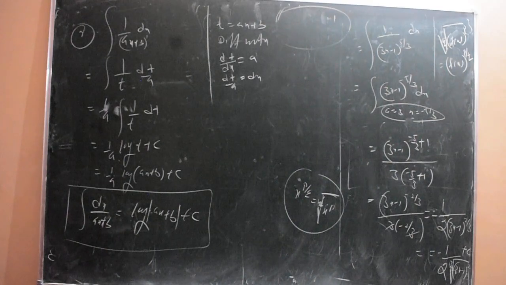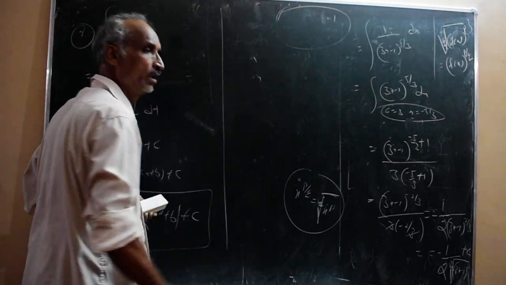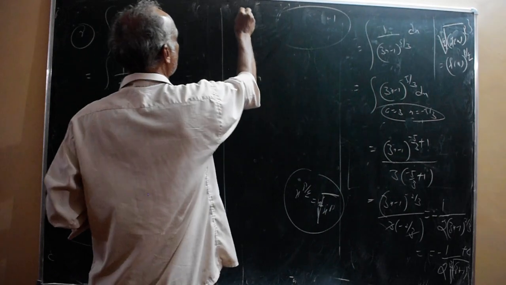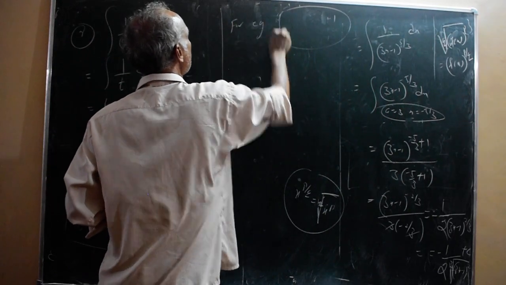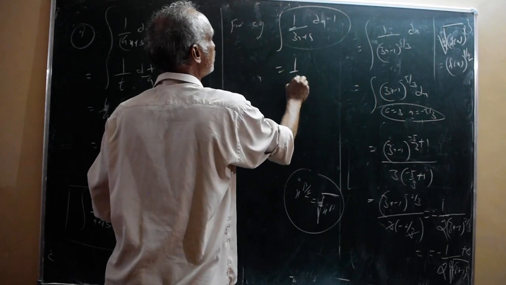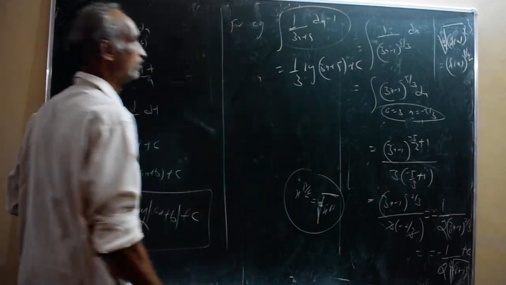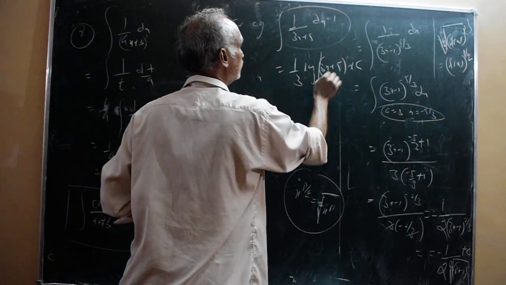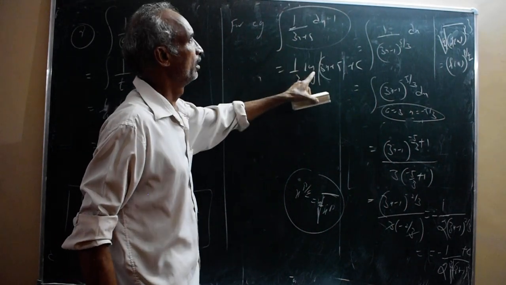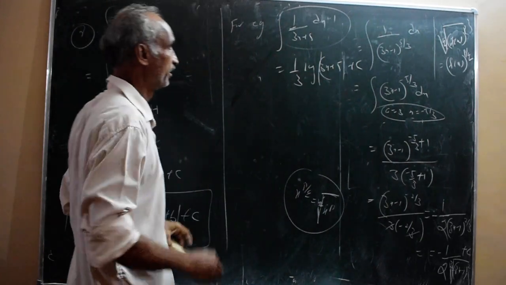Oh my god, time is up. For example, in the last video, the last problem is incomplete. Now I will complete it in the next class. For example, integration of 1 upon 3x plus 5 dx is equal to, a is 3, 1 by 3 log of 3x plus 5, put mod, plus c. That is, 1 upon ax plus b is 1 by a log of ax plus b plus c. Okay.